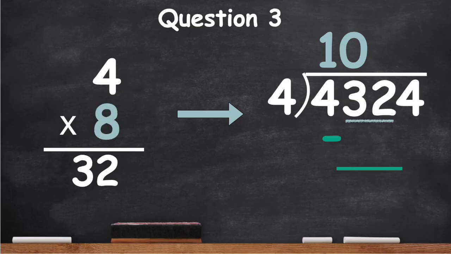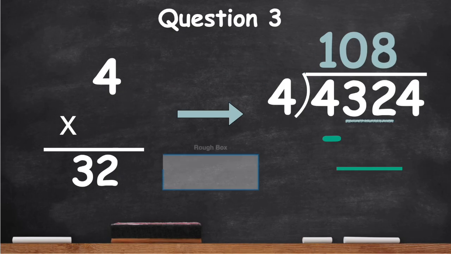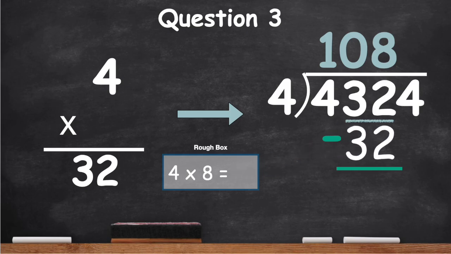So now we're going to move that 8 to the answer section on top of the 2. We're going to draw a rough box to determine what we're going to write under 32. We're going to do 4 times 8 equals 32. Now we're going to write the 32 underneath the 32 in the division section. Then we're going to do 32 minus 32, which equals 0.